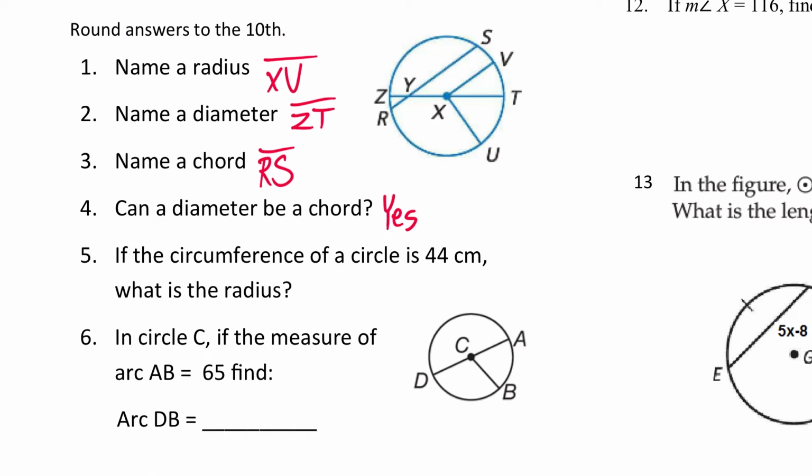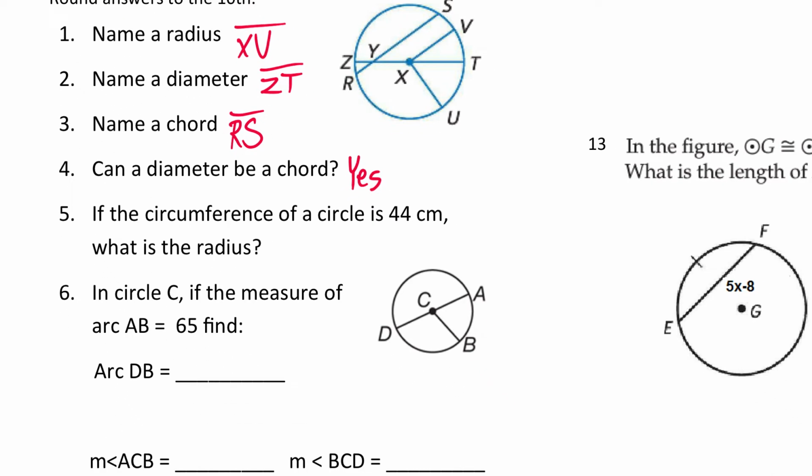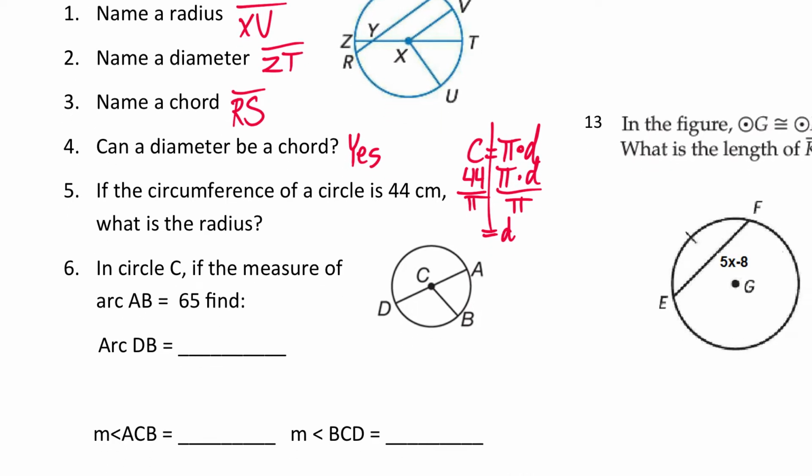Okay, if the circumference of a circle is 44, what's the radius? Okay, so circumference equals pi times diameter, right? Yes. So if the circumference is 44, that equals pi times the diameter, divided by pi on both sides. And what's 44 divided by pi? 14. Okay, 14.00 something. This asks for the radius. Divide that by 2, so the radius is about 7 centimeters.